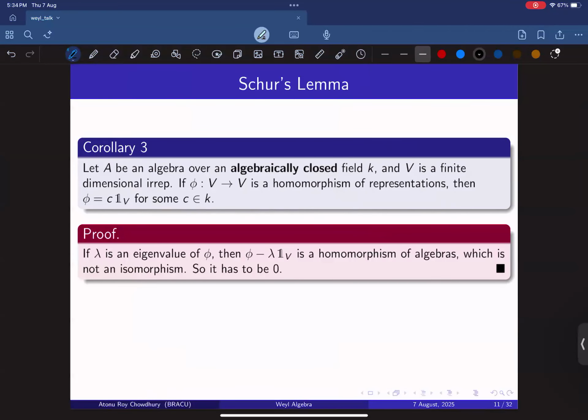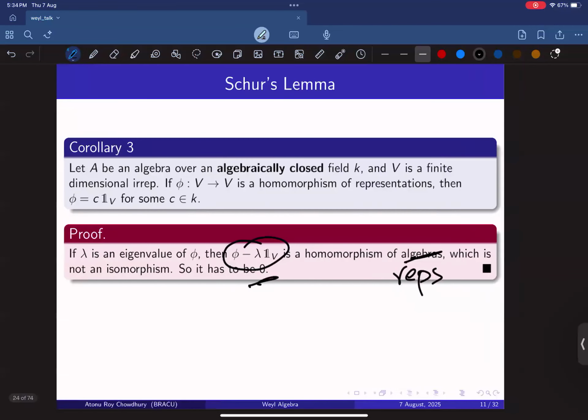The proof is basically, since we're in an algebraically closed field, phi has some eigenvalue. Let's say the eigenvalue is lambda. Then phi minus lambda times the identity is a homomorphism of representations. Sorry, I made a mistake, this should be a homomorphism of representations. So this is a homomorphism of representations from V to itself, and both the domain space and the codomain space are irreducible. And this is not an isomorphism. Why? Because it has non-zero elements in the kernel, right? So which is why it has to be zero, since it's not an isomorphism.